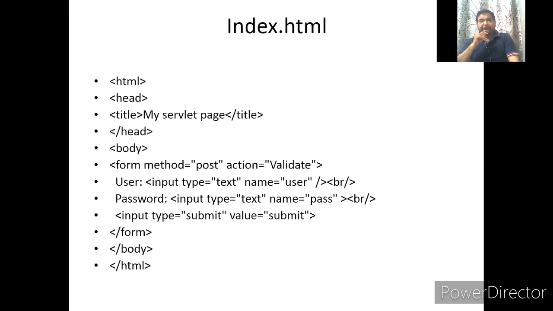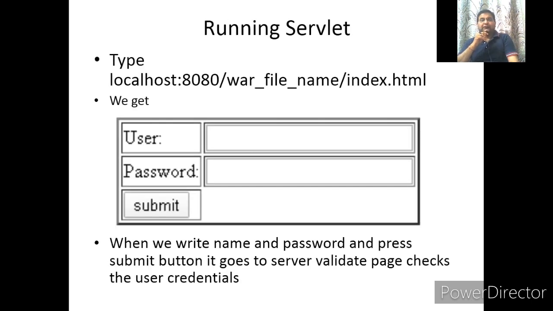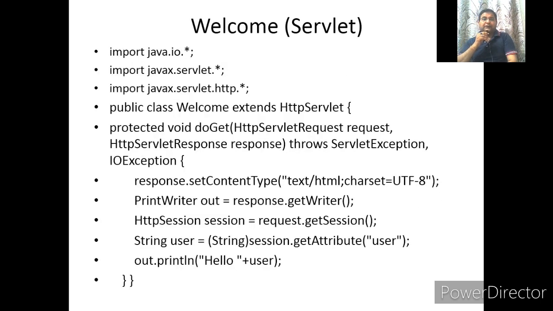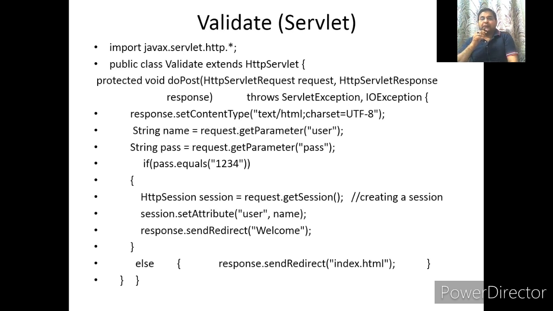In this page, what is happening? We are using the post method and submitting data to the validate page. When we run this page, we get the user input page, and after submitting it goes to the validate page. See what is happening here. Once the user submits the form, two pieces of data, username and password, go to the validate page.